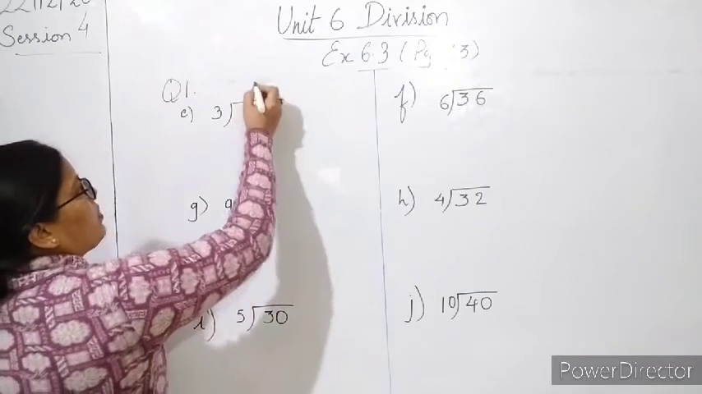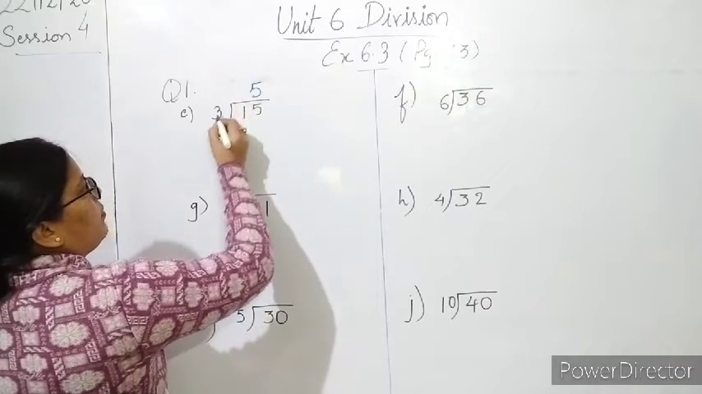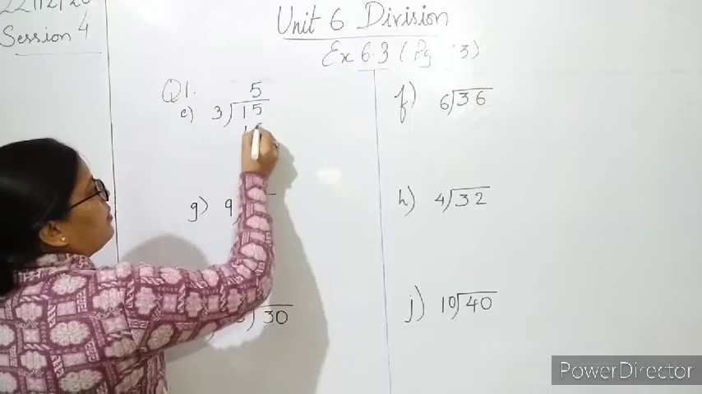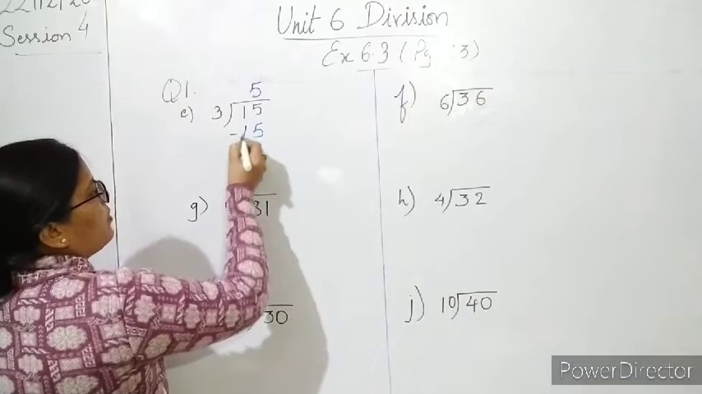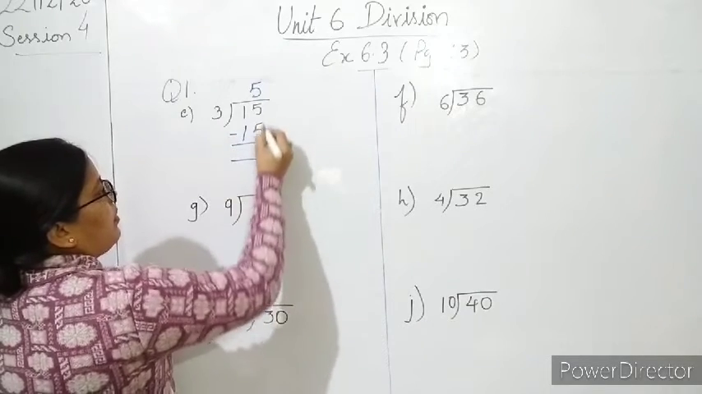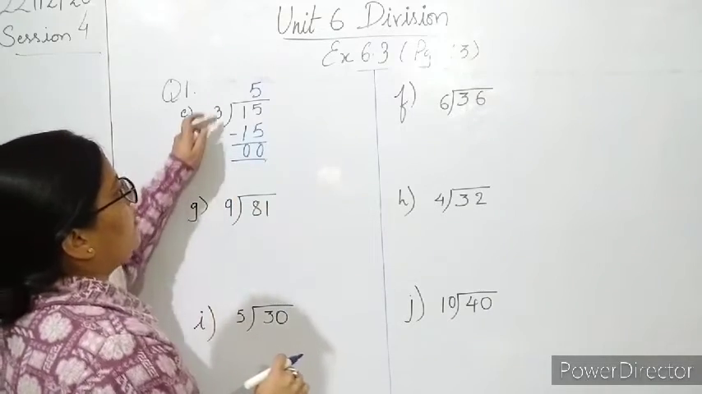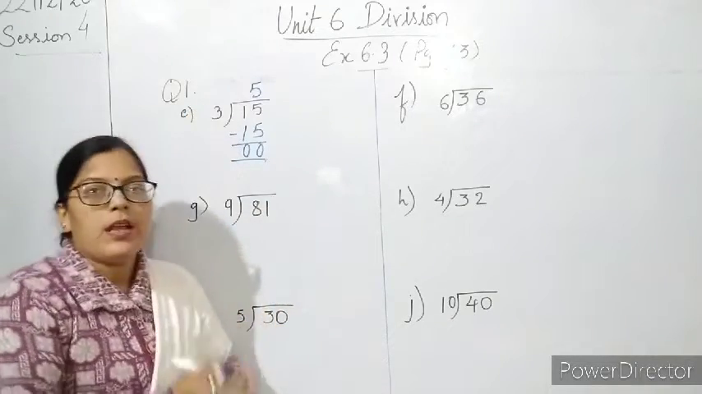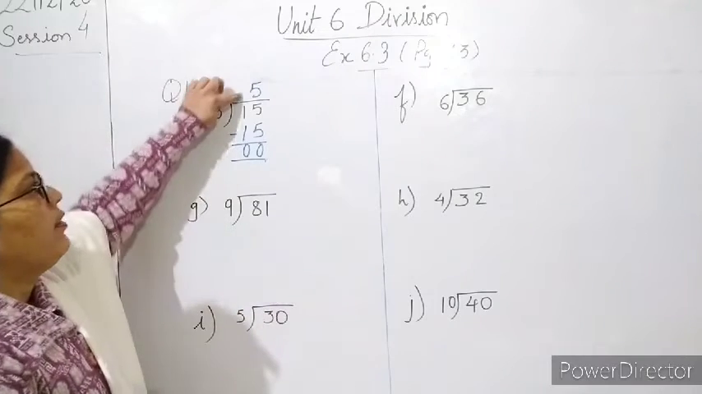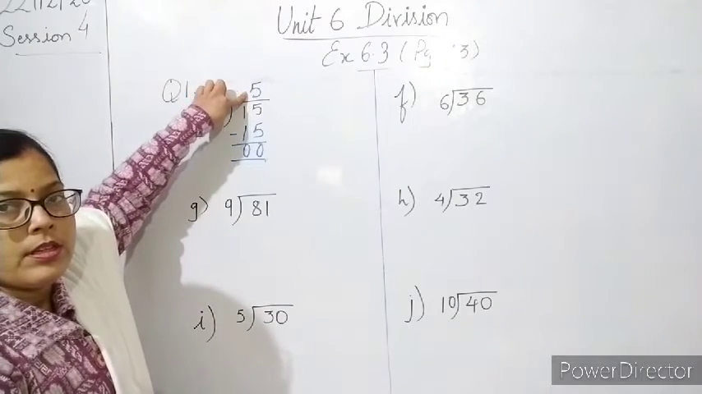So we'll write 5 here at the top. 3 fives are 15, and write 15 below this dividend. Put the sign of subtraction. 5 minus 5 is 0, 1 minus 1 is 0. So 3 fives are 15. What is your answer here? Your answer is 5. The quotient is 5.